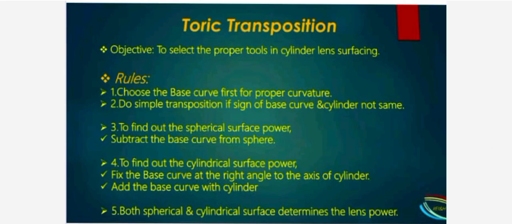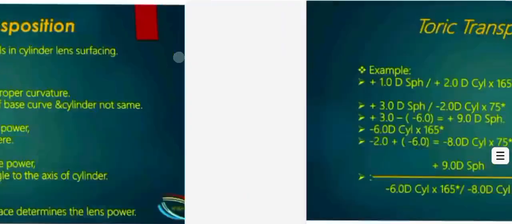Objective: to select the proper tools in cylindrical lens surfacing. Rules: choose the base curve first for proper curvature. Do simple transposition if the sign of the base curve and cylinder is not the same. To find the spherical surface power, subtract the base curve from the sphere. The fourth rule is to find the cylindrical surface power. Fix the base curve at a right angle to the axis of the cylinder and add the base curve to the cylinder. Both the spherical and cylindrical surfaces determine the lens axis.